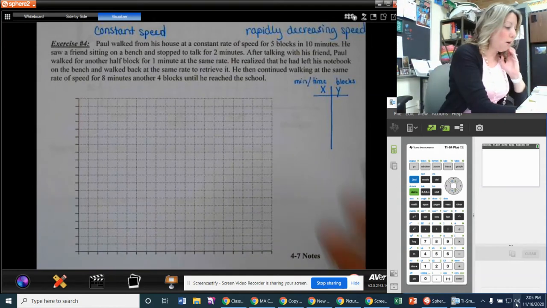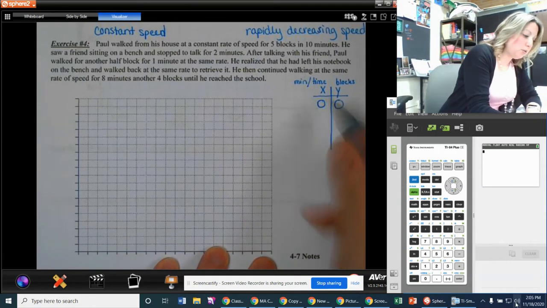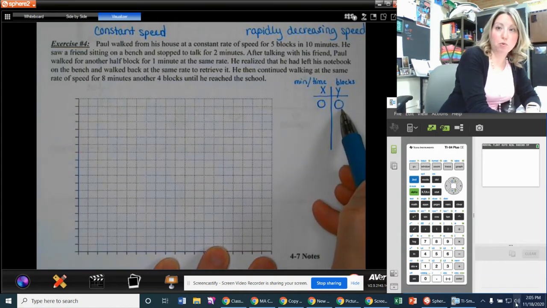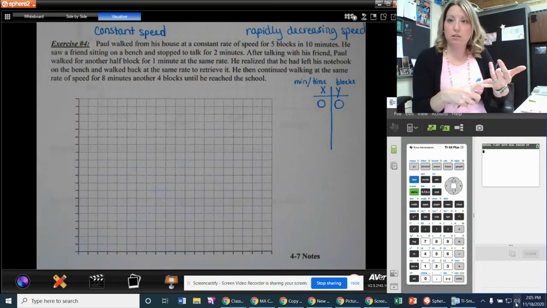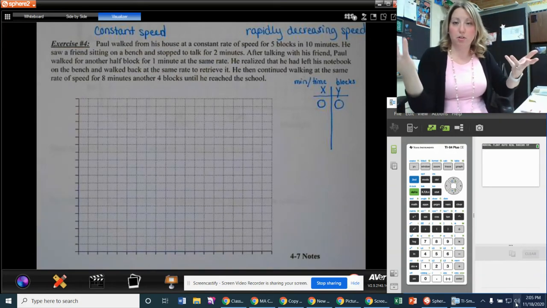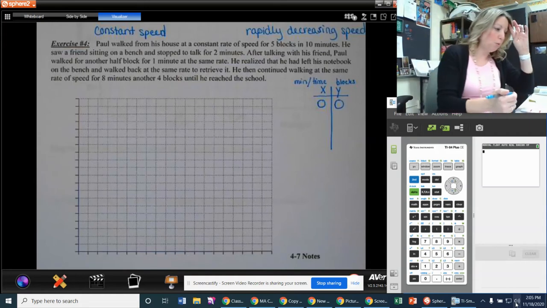Okay. So I'm going to start with 0, 0. And the reason I start with 0, 0 is 0 time has passed and 0 blocks have been walked at 0, 0. So that is going to be my origin, right? Because I'm only going to be positive time and positive blocks. Not going to be able to go backwards time-wise and backwards block-wise, right? No backwards distance.